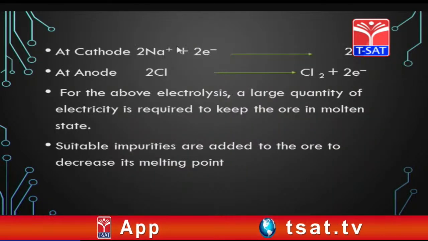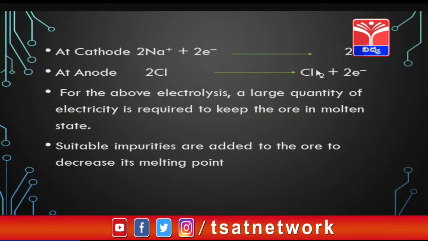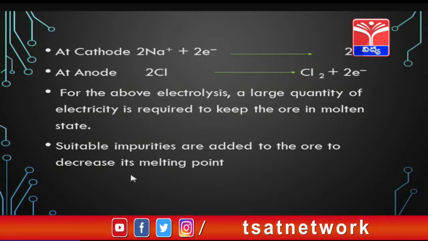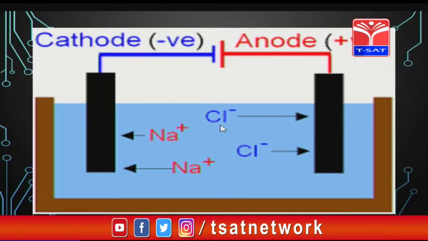So children, at cathode what is happening? Sodium ions are taking up electrons and forming pure sodium metal, and at anode chloride ions are combining with each other, releasing 2 electrons, and they are forming chlorine gas, Cl2. So from the above electrolysis, a large quantity of electricity is required to keep the ore in the molten state. Suitable impurities are added to the ore to decrease its melting point. So children, at cathode you can see the deposition of sodium, and at anode we can see the release of chlorine gas. Thus we have separated sodium from its impurity chloride ion.